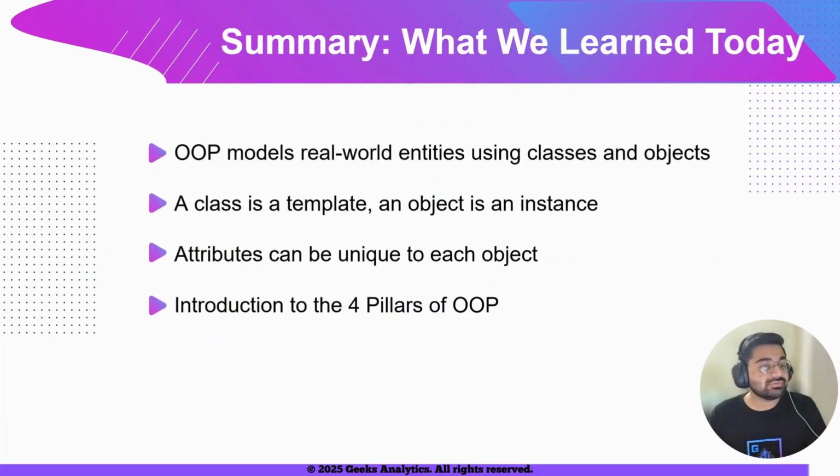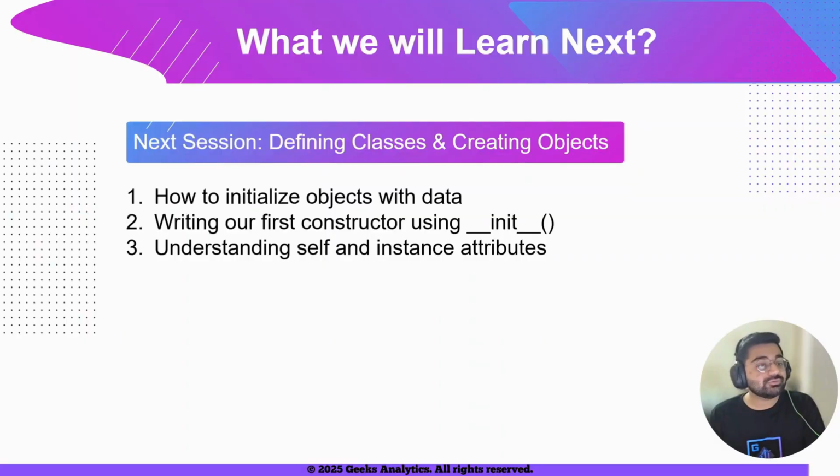So in today's session, we explored the basics of object-oriented programming, from why we use it to how we define classes and create objects. We also got a brief introduction to the four key principles that guide OOP design. In the next session, we'll move from static classes to dynamic ones, learning how to initialize objects with specific data using the init method. We'll understand what the self parameter is in objects and classes when we create them, and start creating personalized objects that behave like real world items.